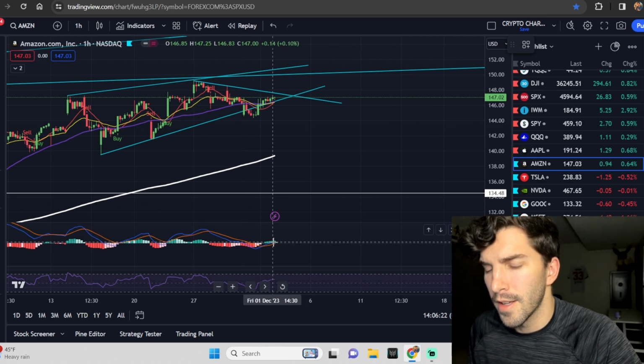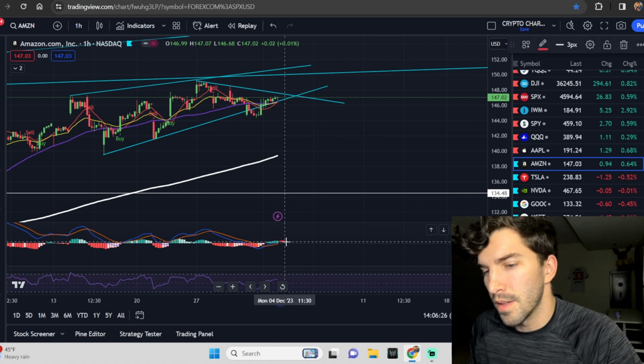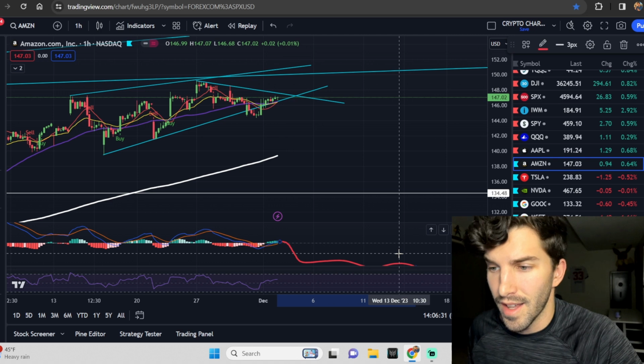It could go either way. So you really just want to pay attention. Is this remaining in positive territory, or are we able to curl and see a bigger move down into negative territory to start that negative trend?